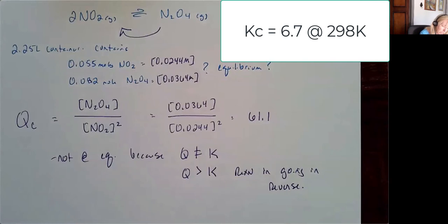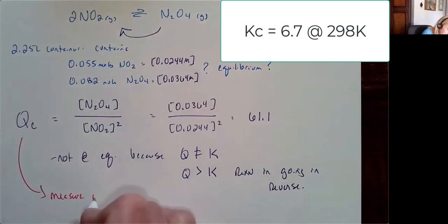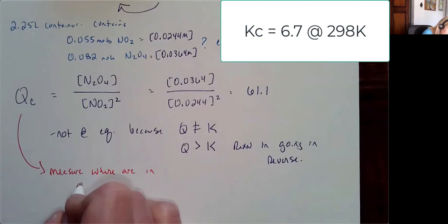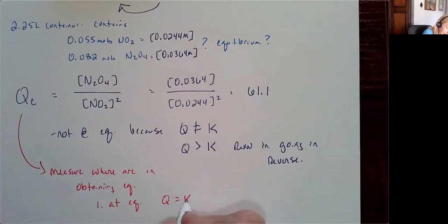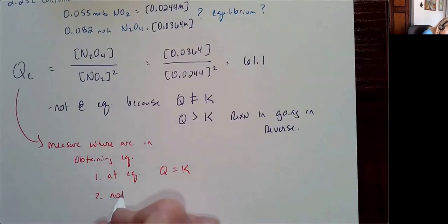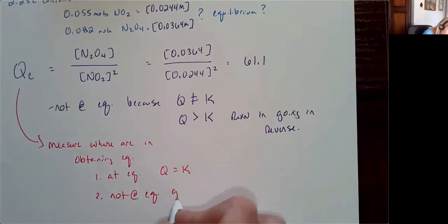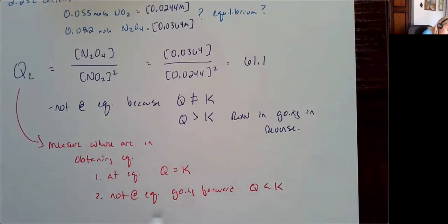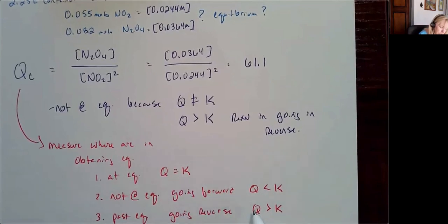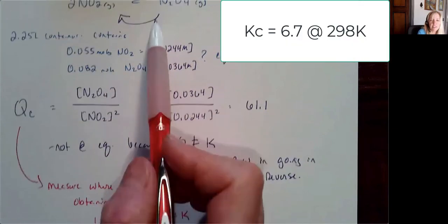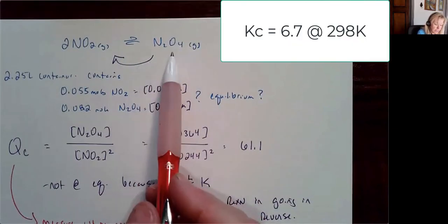So Q allows you to measure where you are in obtaining equilibrium. One, are you at equilibrium? Then Q equals K. If you are not at equilibrium but going forward, then Q is less than K. And if you're past equilibrium, that means you're going in reverse as you have the reaction written, then Q is going to be greater than K. And so you'll want to find Q first, and then that tells you if the reaction is proceeding in the way that you have it written. Here it isn't, it's actually going this way.